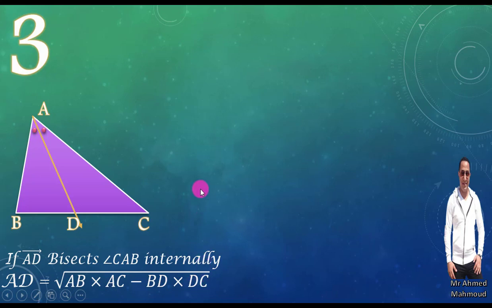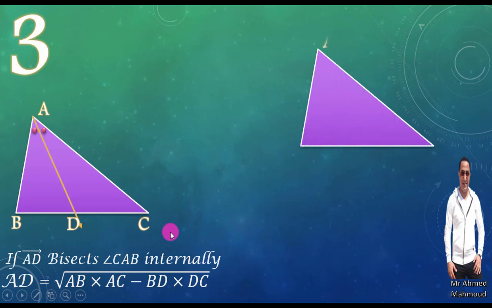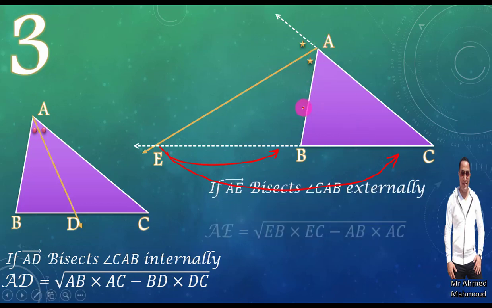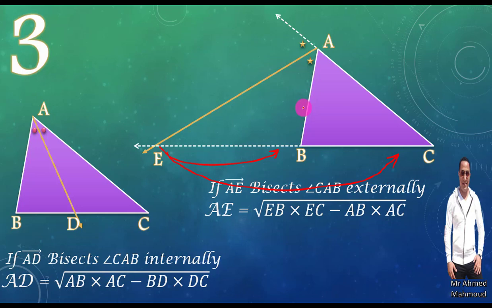For the external bisector, if we have triangle ABC and AE is the external bisector of angle A, to find the length of AE, it is equal to the square root of EB times EC minus AB times AC. This is a very important rule to find the internal and the external bisectors. Let's solve the next question.